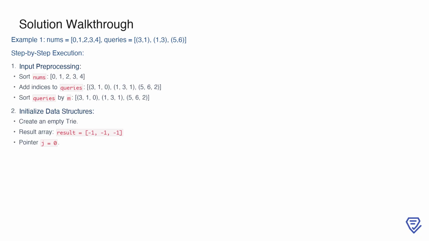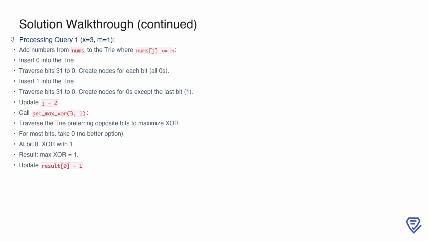After pre-processing, we initialize two key components, an empty tree data structure to store binary representations of numbers, and a result array initialized to -1, -1, -1, which will store the answers to the queries. We also initialize a pointer j to 0, which helps us iterate through the sorted nums array as we process each query. The first query we process is x equals 3 with m equals 1. To handle this, we add numbers from nums into the tree as long as they are less than or equal to m.